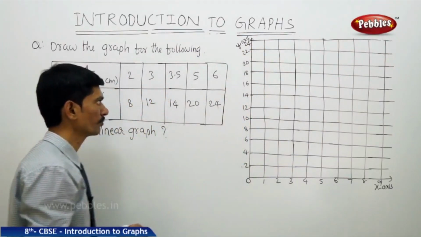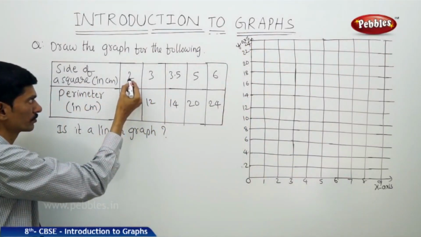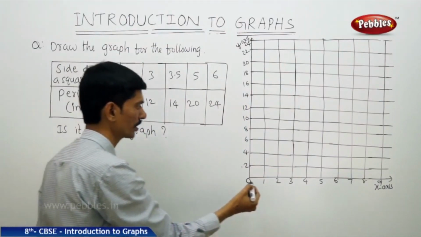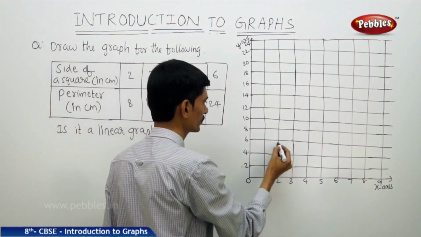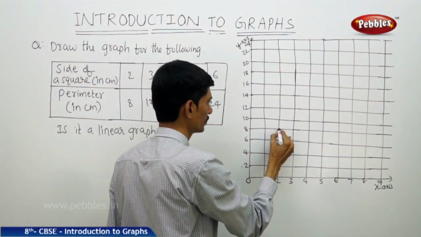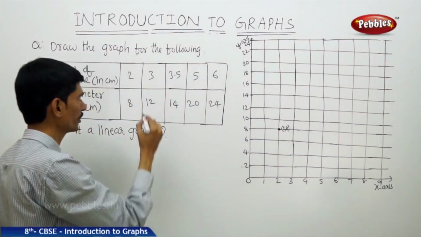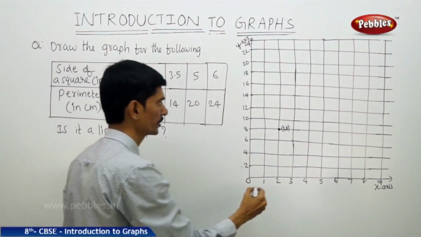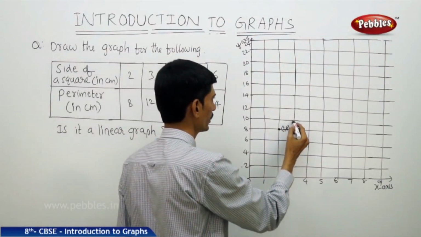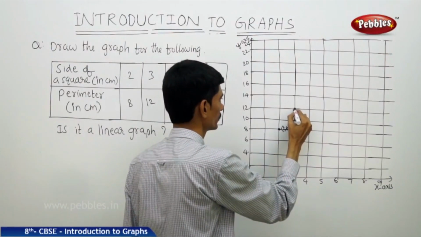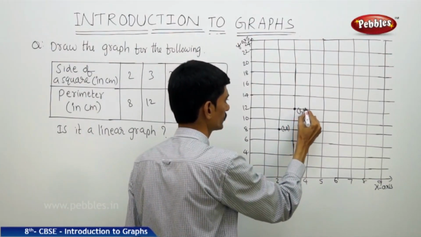Now let us locate the points. So the first point is 2, 8. So on the x-axis 2 and on the y-axis 8. So this is the point 2, 8. And the second point is 3, 12. So on the x-axis 3, on the y-axis 12. So this is the point 3, 12.